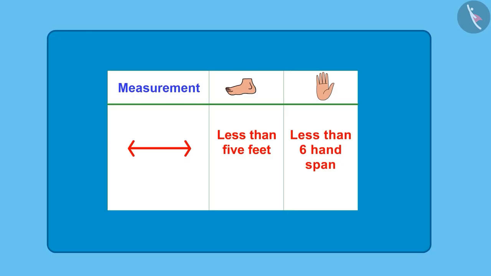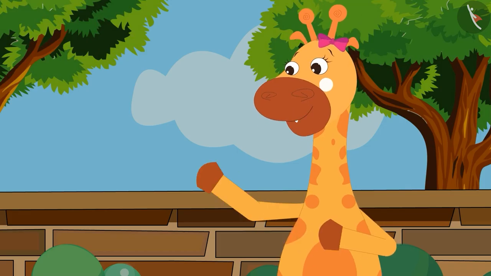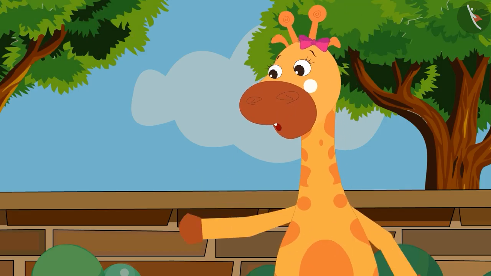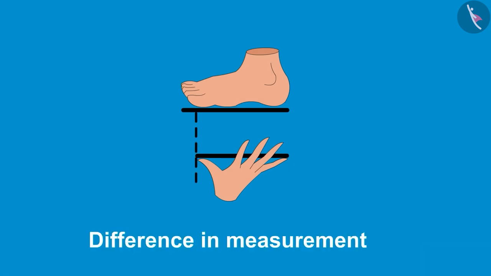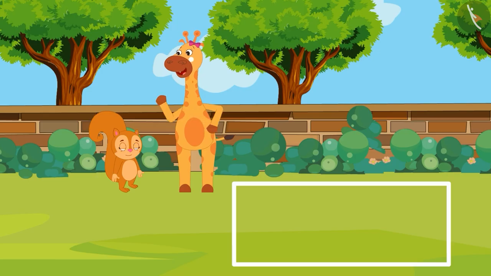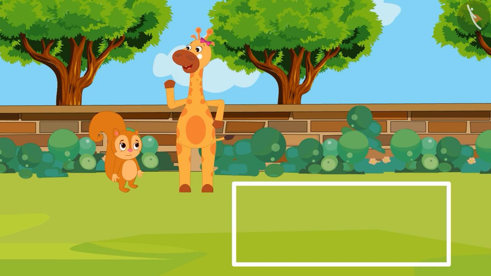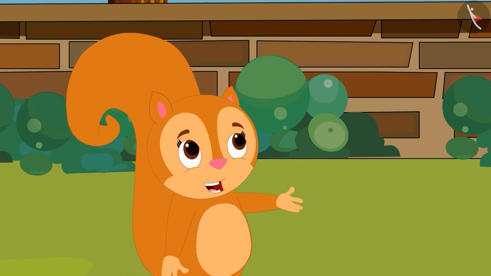Why is there a difference in this measurement? Let's compare the length of feet and hand. The length of the hand is a little less than a foot, so there is a difference in the measurement as well. This means if we measure the width of this place, then there will be a difference in that too. Let us measure and see.